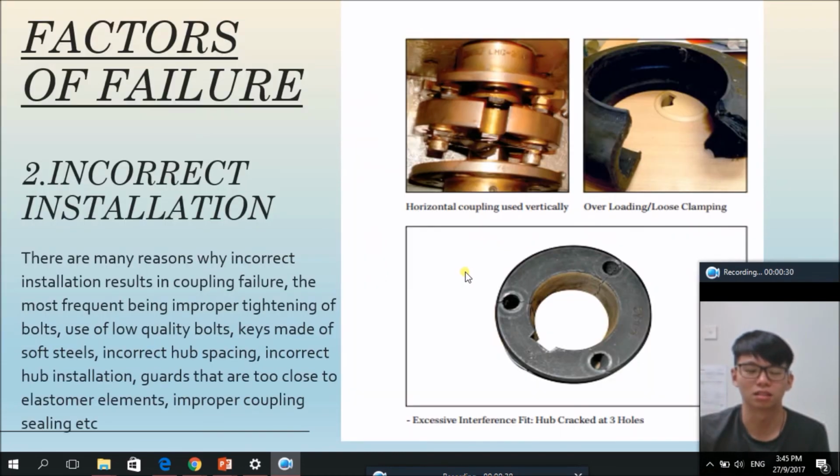Next is incorrect installation. There are many reasons why incorrect installation results in coupling failure, the most frequent being improper tightening of bolts, use of low quality bolts, keys made of soft steels, etc. We can see examples in the pictures on the right hand side. This one is due to a horizontal coupling being used vertically. This one is overloading, and this one is excessive interference fit.